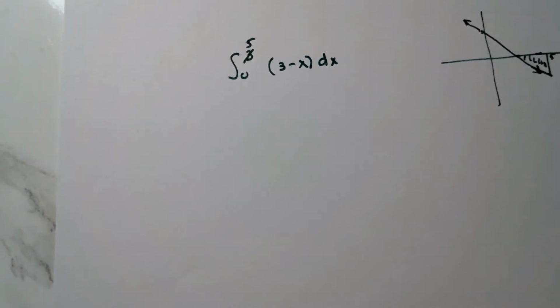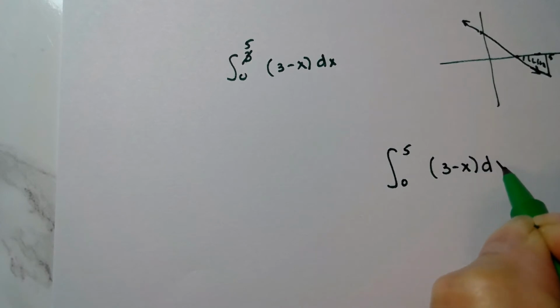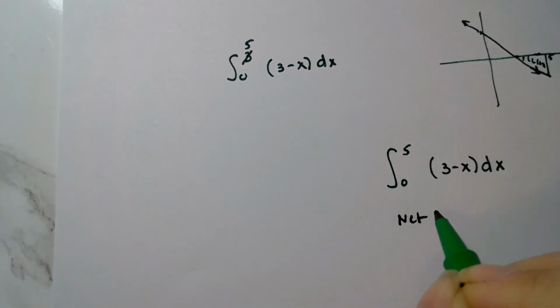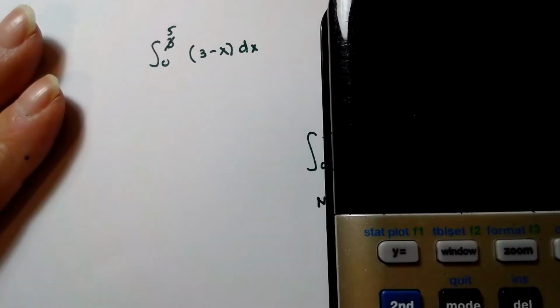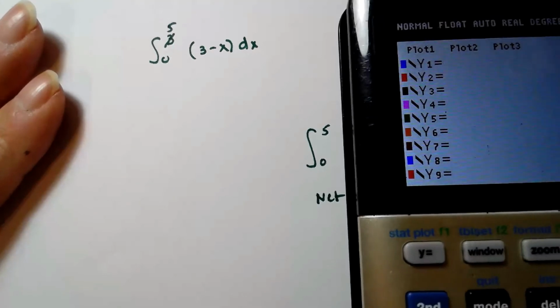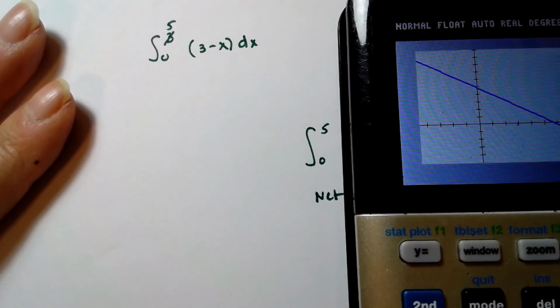So anyway, let's just look at this. Let's look at 0 to 5, 3 minus x dx. I want to know the net area under the curve. Well, we said that the net area is equal to area above minus area below. And essentially all I have to do is plug that thing into my calculator, so I'm going to do that. I'm going to go to y equals. I like using y equals, you don't have to, but I like the visual on it. So the function is 3 minus x. I'm going to hit the graph key, and there's our function.